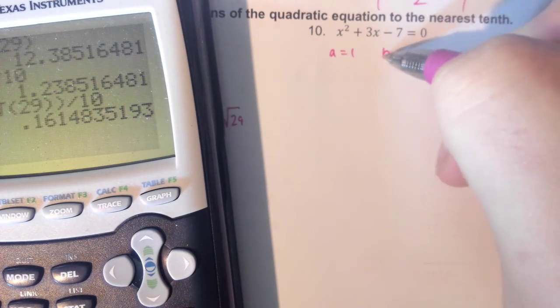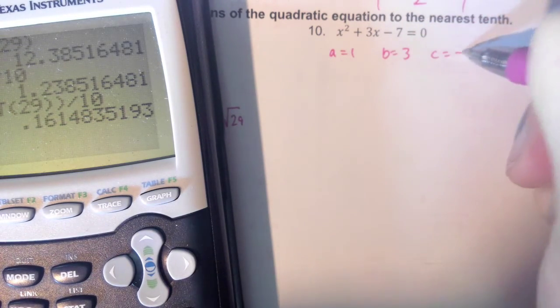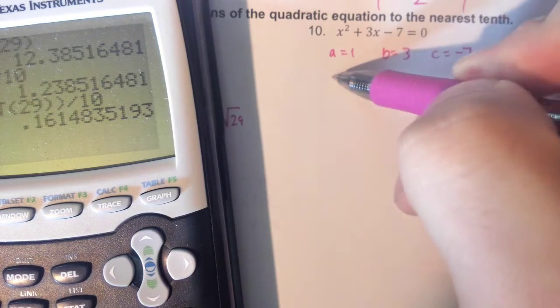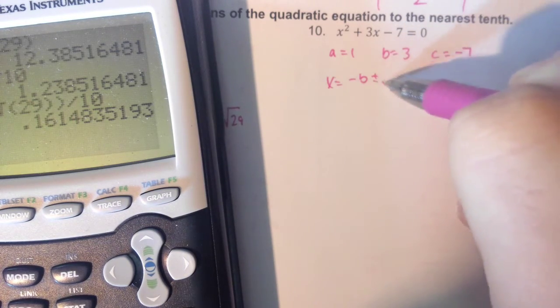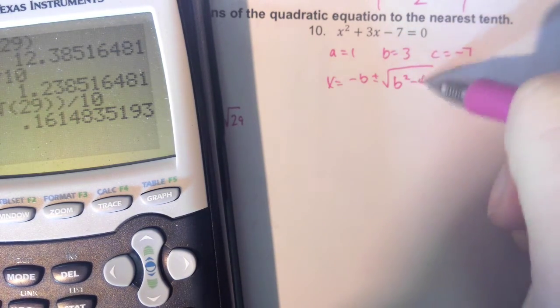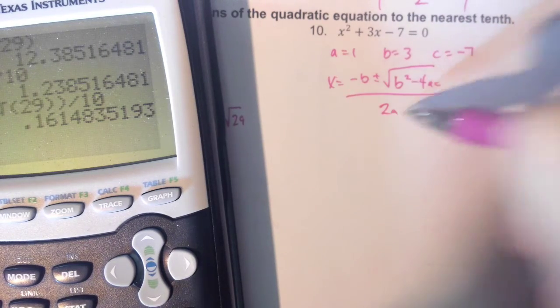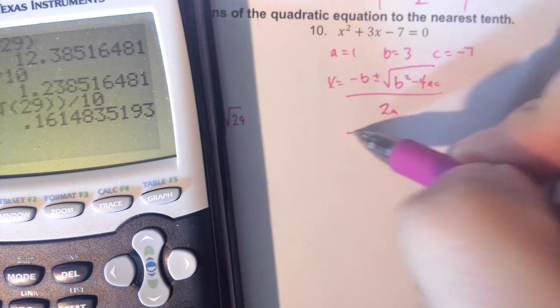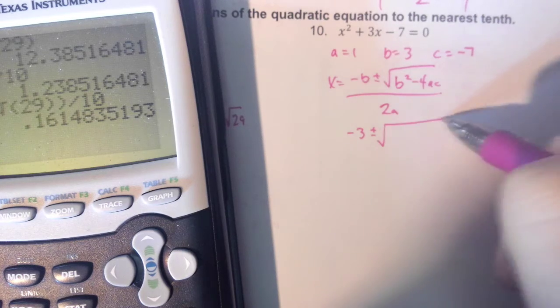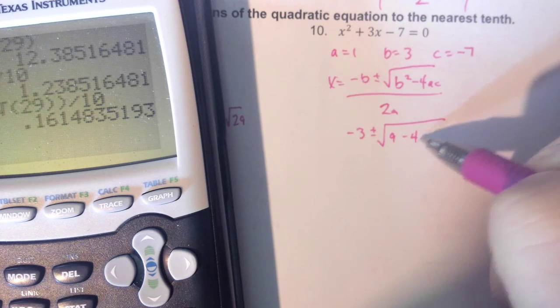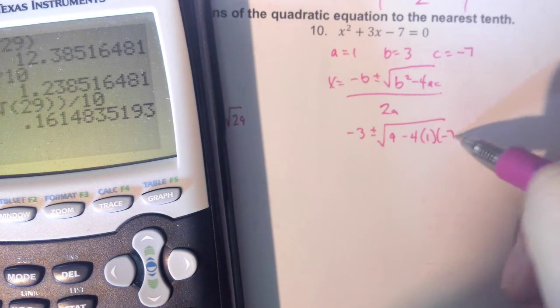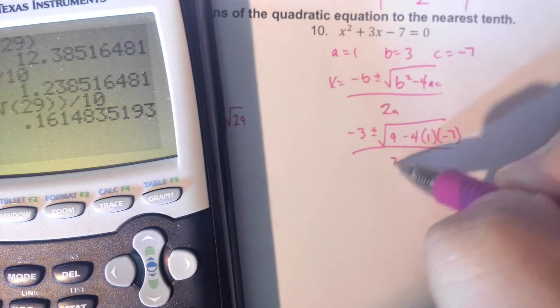A is 1, B is 3, C is -7. X equals the opposite of B plus or minus the square root of B squared minus 4AC all over 2A. Plug it in. -3 plus or minus the square root of B squared, which is 9, minus 4 times A times C all over 2A, still 2.